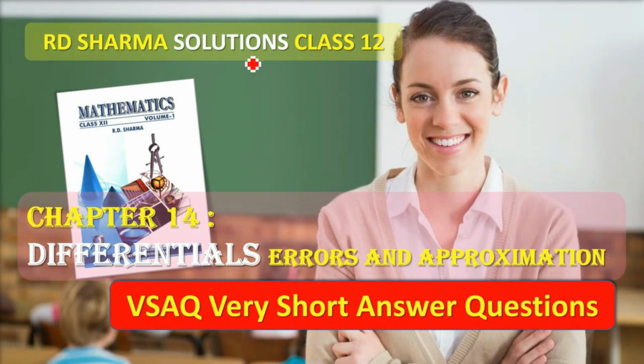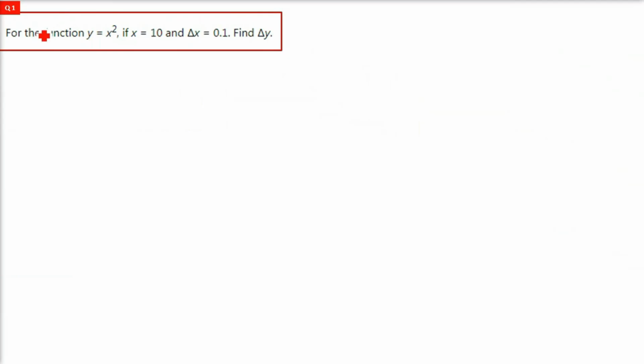This is RD Sharma Solution, Class 12, Chapter 14, Differentials, Errors and Approximation, VSAQ, Very Short Answer Questions. For the function y is equal to x square, if x is equal to 10 and delta x is equal to 0.1, find delta y. Now this is a very straightforward question because y is equal to x square we have, and x is also given as 10 and delta x is also provided, which is 0.1.